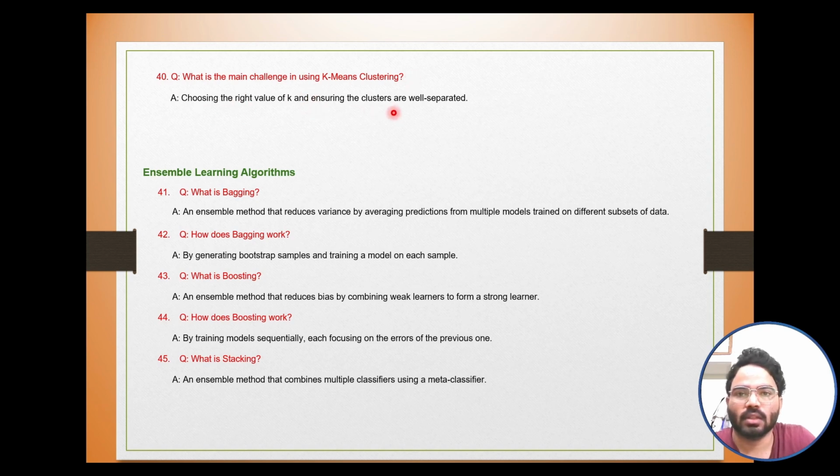The right value of k ensures the clusters are well separated. After making the clusters, if you want to see whether the clusters are good or not, then you can use the silhouette score. If your silhouette score is between 0.7 to 0.8 or 0.6 to 0.8, then you can say your clusters are good or well separated.